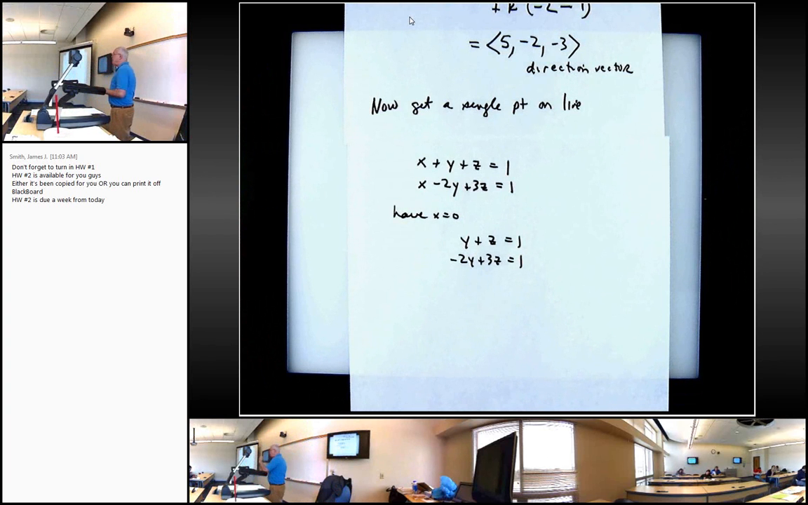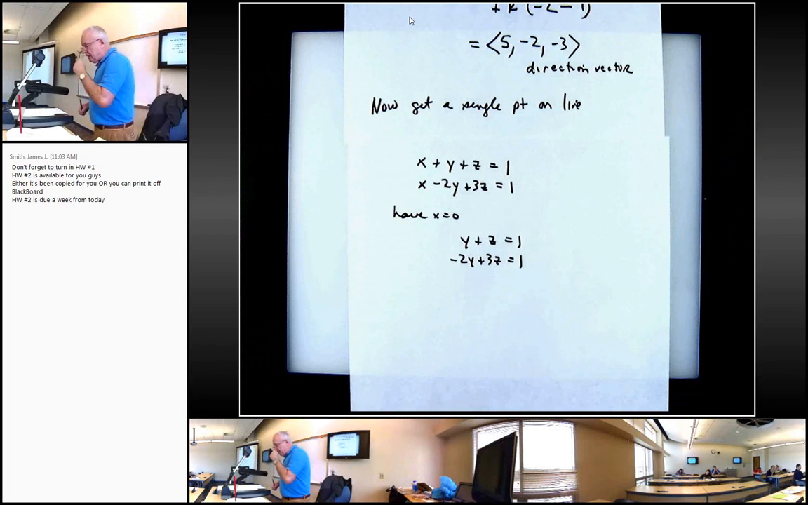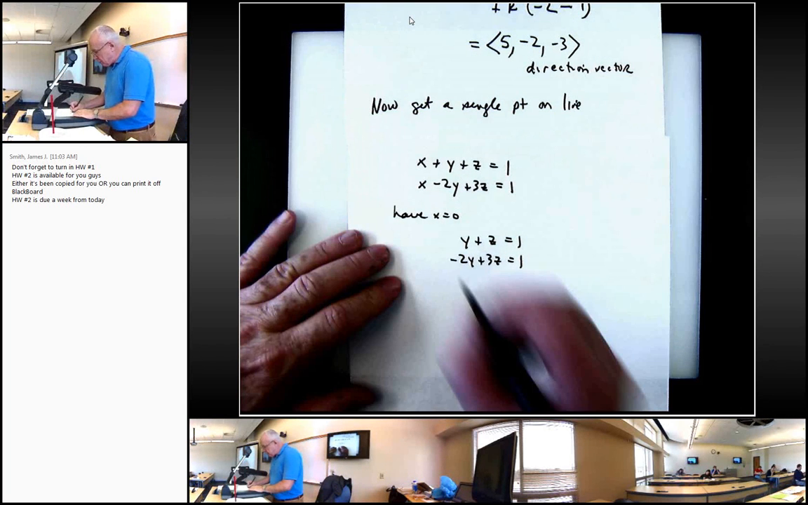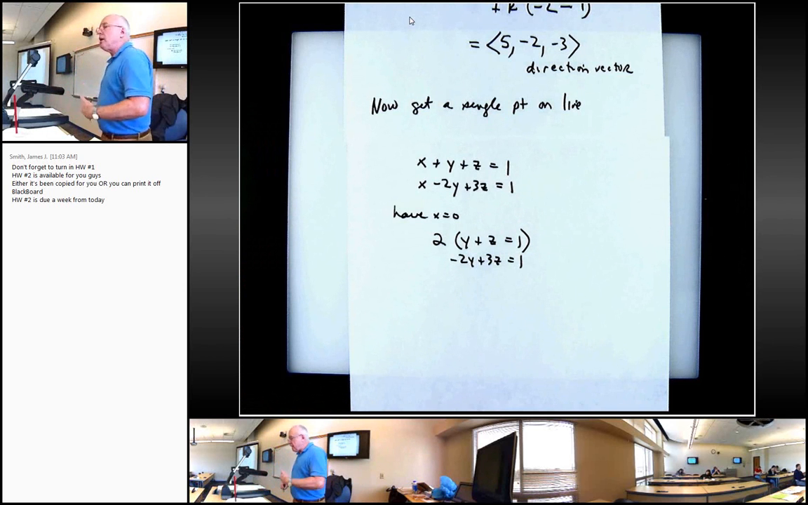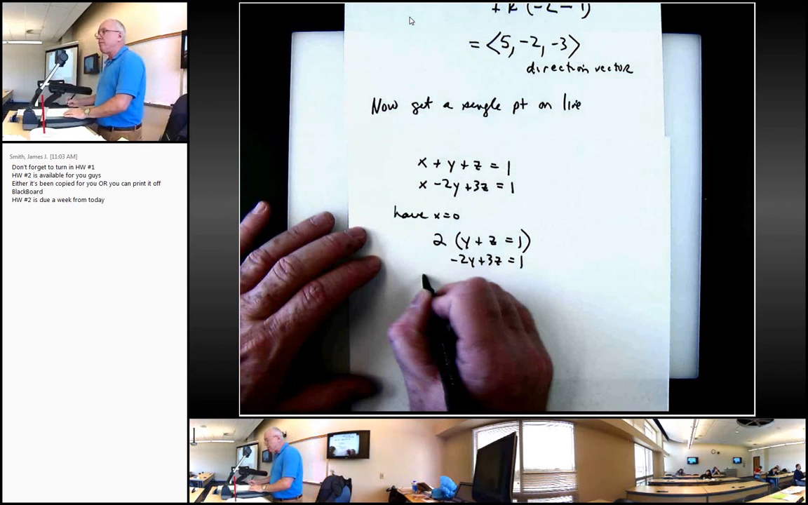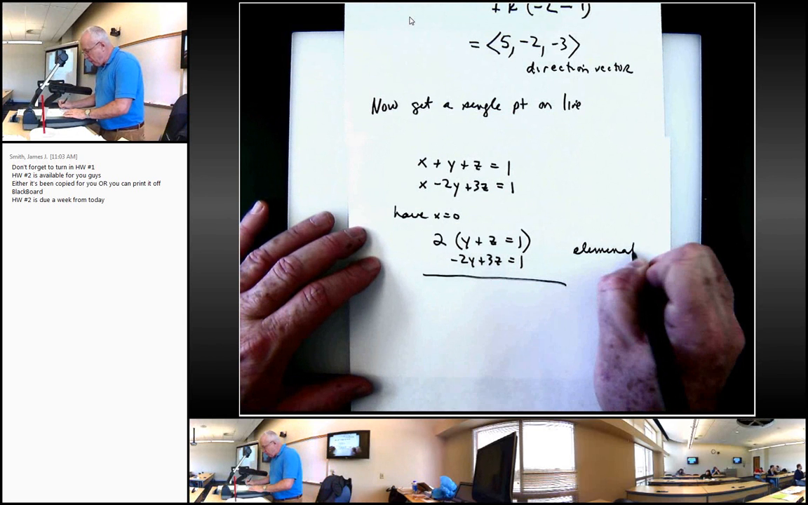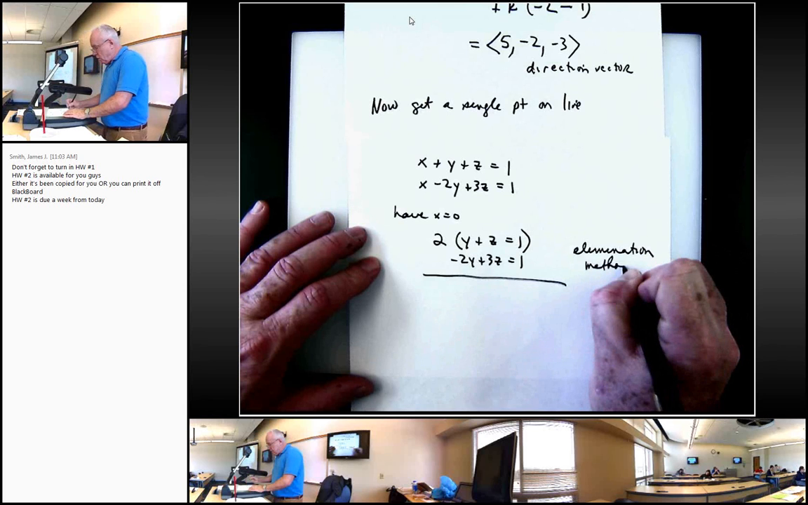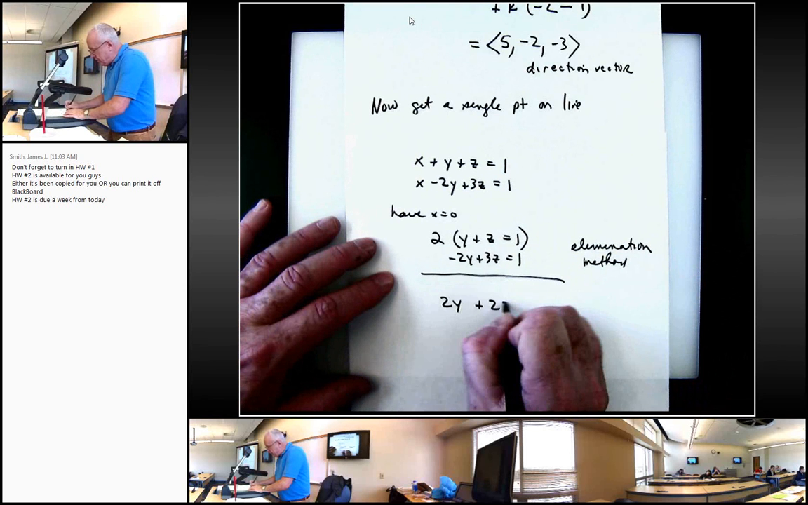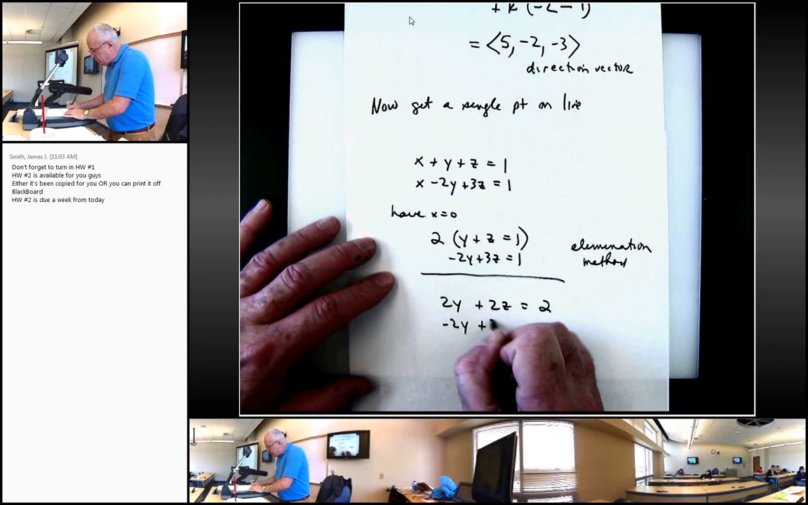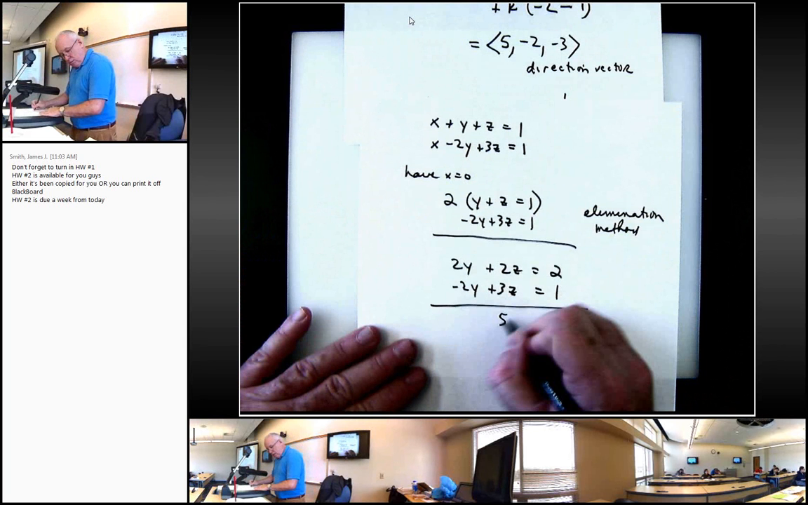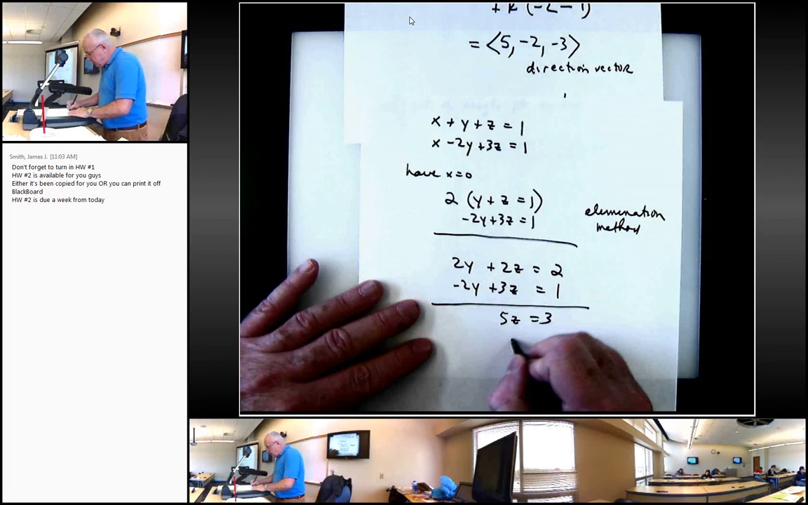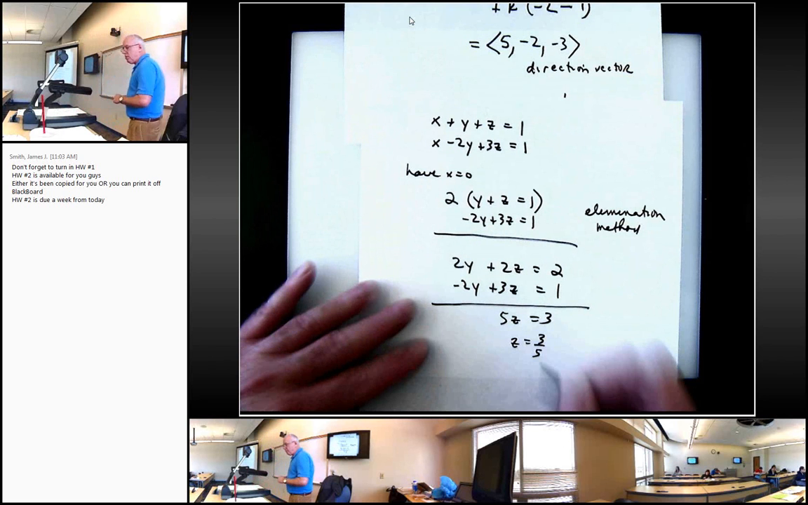Now I have a typical algebra problem from college algebra: two equations, two variables. The easiest way that I find to do that is the elimination method. Let's multiply this top equation by a number so that when we add them together, we eliminate one of the variables. If I multiply everything by 2, that'll get rid of the y variable when I add everything together. So we have 2y plus 2z equals 2, minus 2y plus 3z equals 1. Let's add them together, and we get 5z equals 3, or z is equal to 3 over 5.